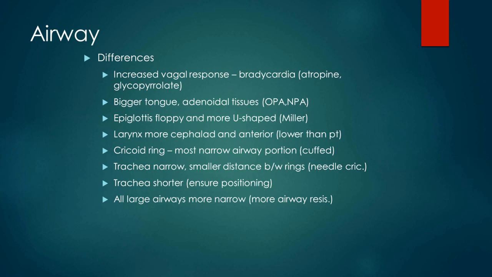Their larynx is more anterior and cephalad, which makes it much more difficult to visualize sometimes. The cricoid ring is the most narrow airway portion. You want to make sure that you're using a cuffed tube. Trachea is narrow and has a smaller distance between the rings, so I can't necessarily do a regular cric on peds. That's where needle cric comes in. Trachea is shorter, so proper positioning is more important. And all large airways are more narrow, so they're going to have higher airway resistance.